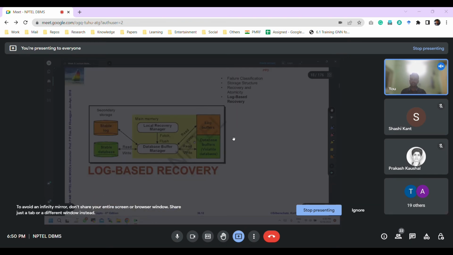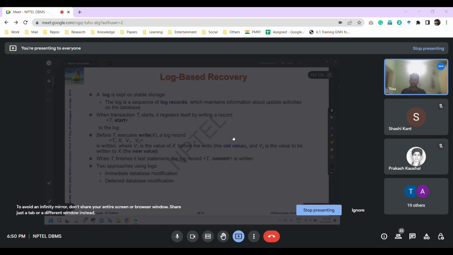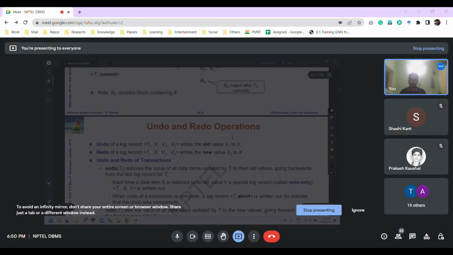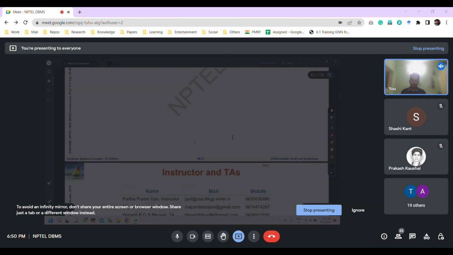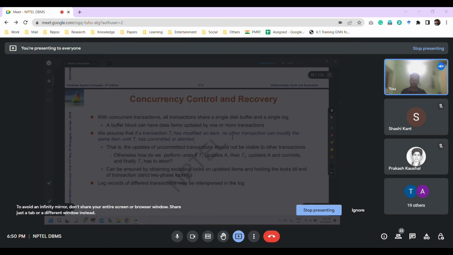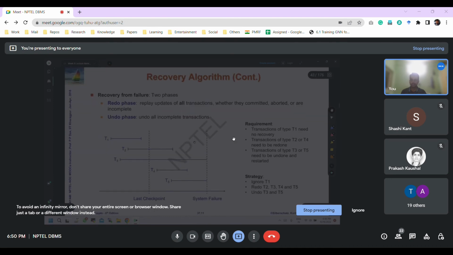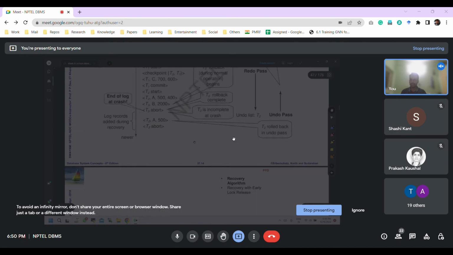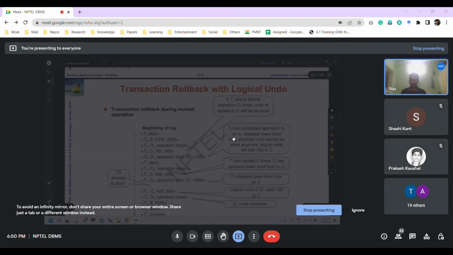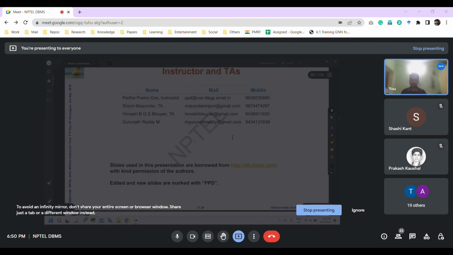Then there are shadow paging and log based recovery; these kinds of questions we have done today. Okay, so I'm leaving it. In the next module there was concurrency control, and the same redo and undo phases. So these were some examples.